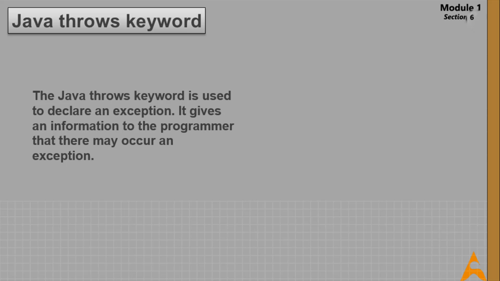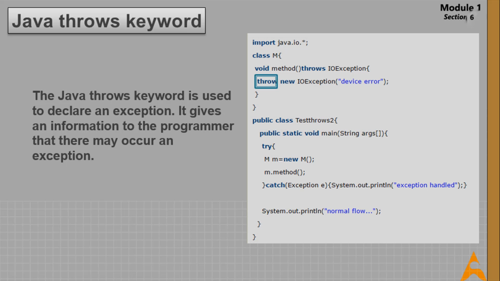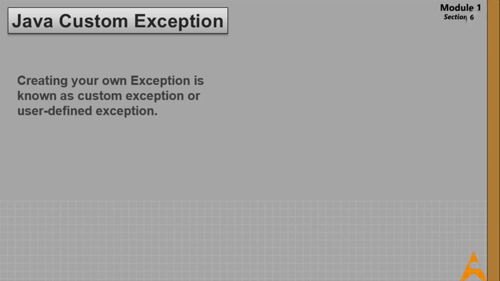Java throws keyword. The Java throws keyword is used to declare an exception. It gives information to the programmer that there may occur an exception, so it is better for the programmer to provide the exception handling code so that normal flow can be maintained. See the program given.